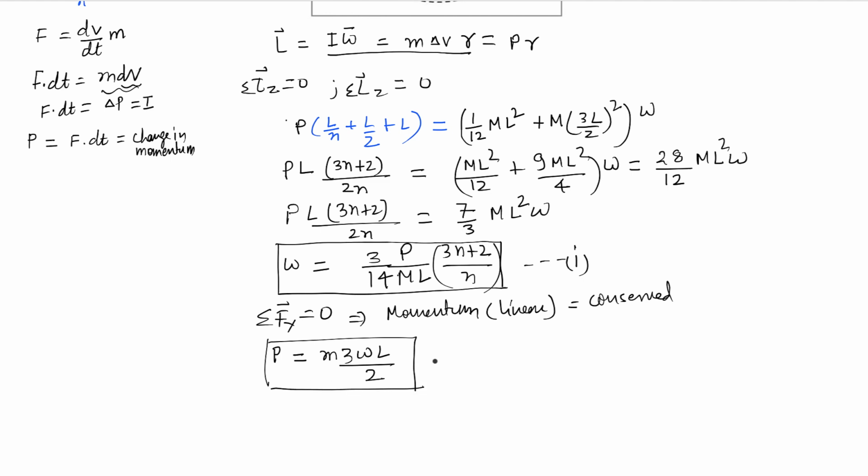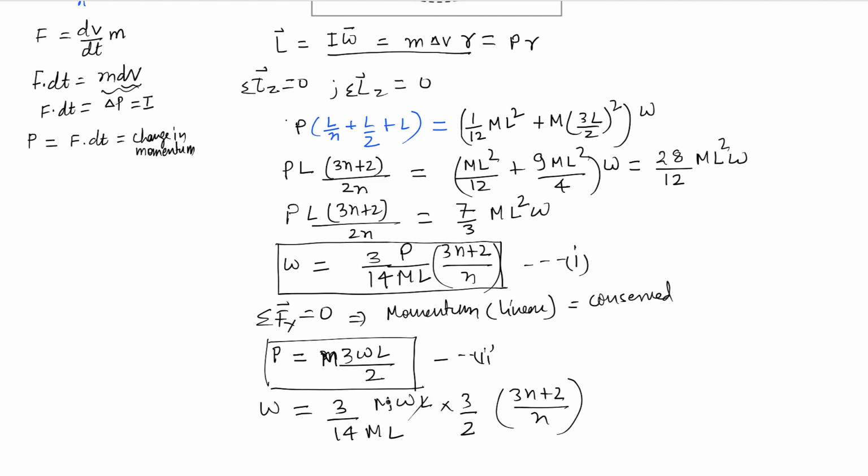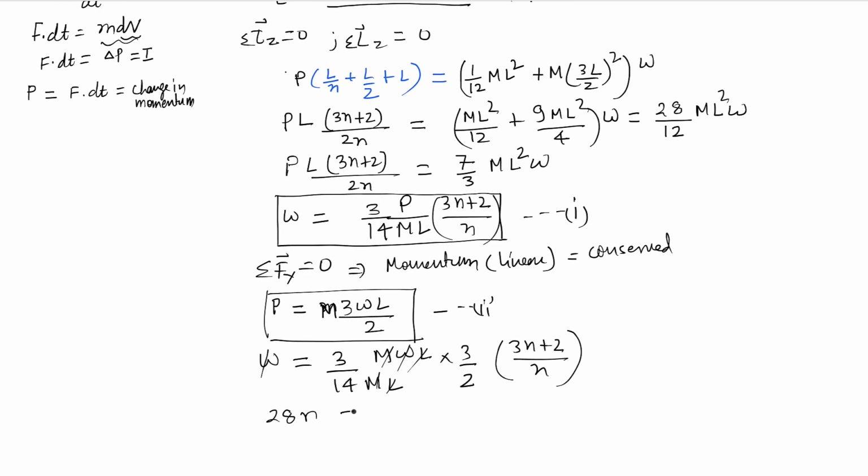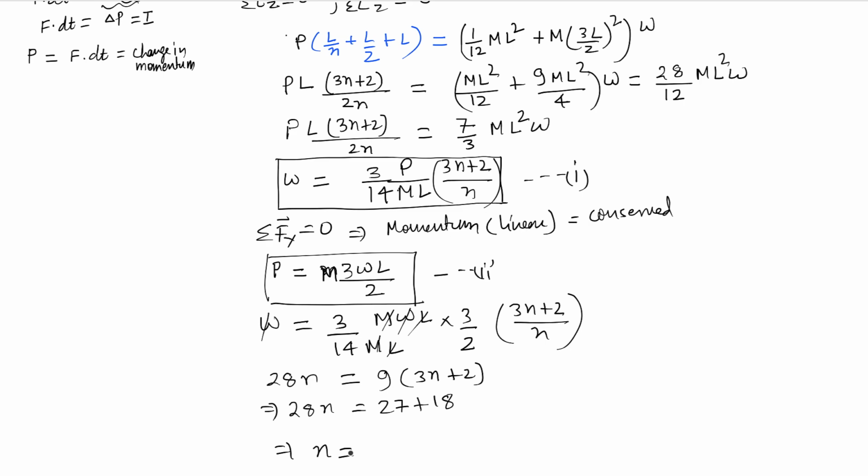This is also going to be true, and therefore we can substitute P there, and omega equals 3 by 14 ml, and P will become M omega L into 3 by 2 into (3n plus 2) by n. So M cancels out, omega cancels out, and therefore we have 28n equals 9 (3n plus 2), and therefore n is 18.